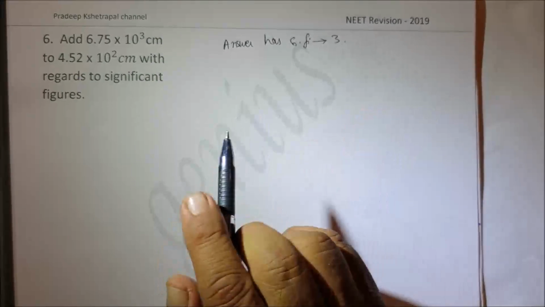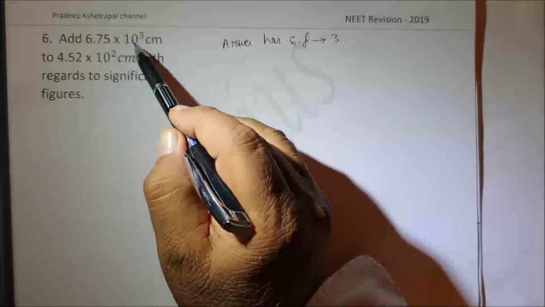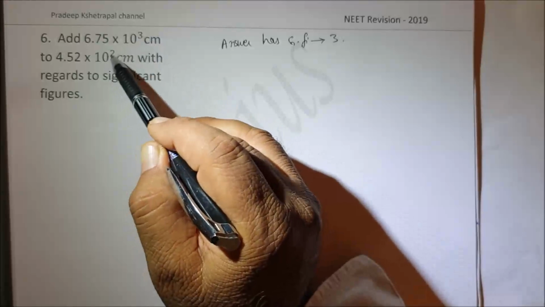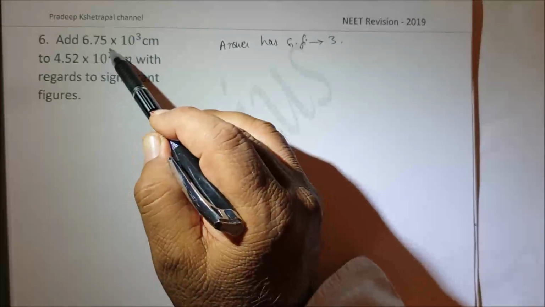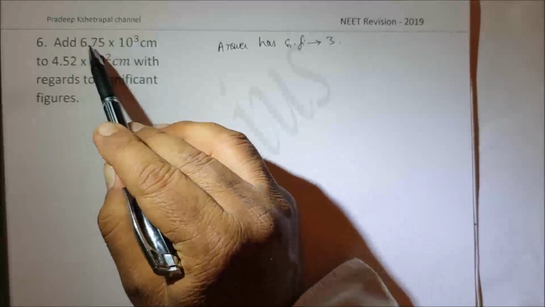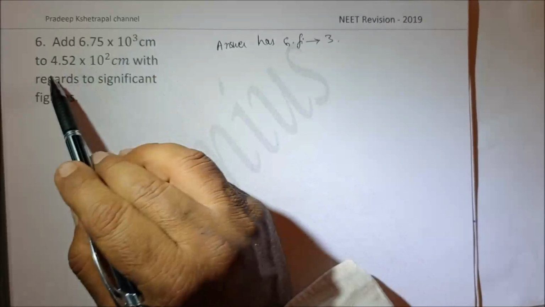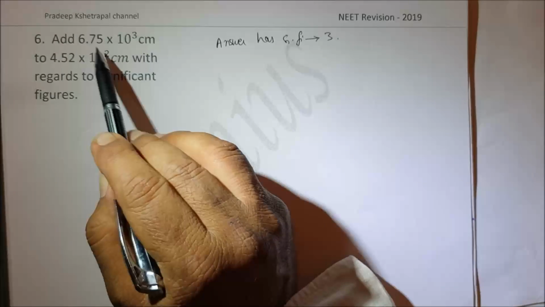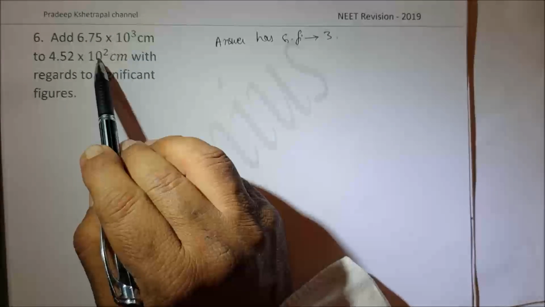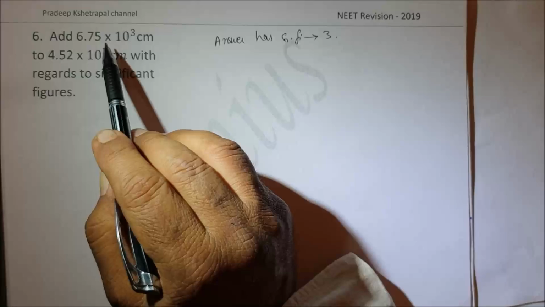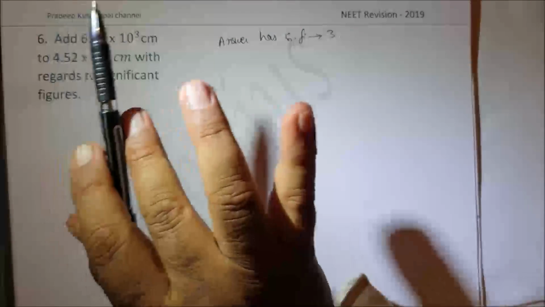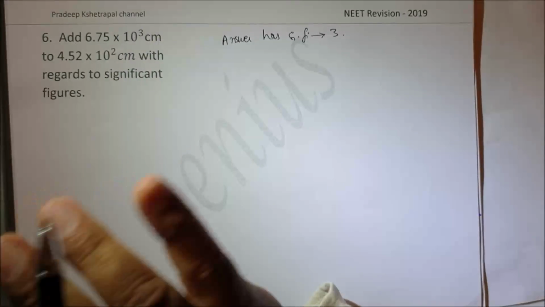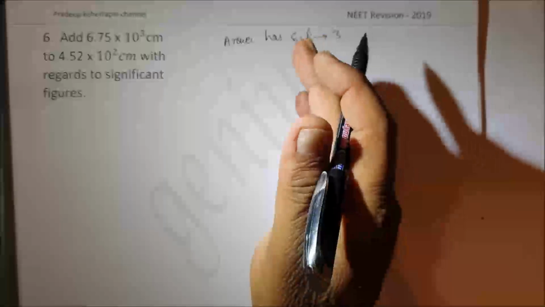But mathematically, when we are going to add them up, one is 10 to the power 3 and one is 10 to the power 2. So we cannot add them as it is unless their powers are same. Because this is 6.75 thousand and this is 4.52 hundred. So 6,000 with 400 cannot be added. So we have to do something. Either powers should be same or we should extend it. Whichever way you like, both ways are possible.